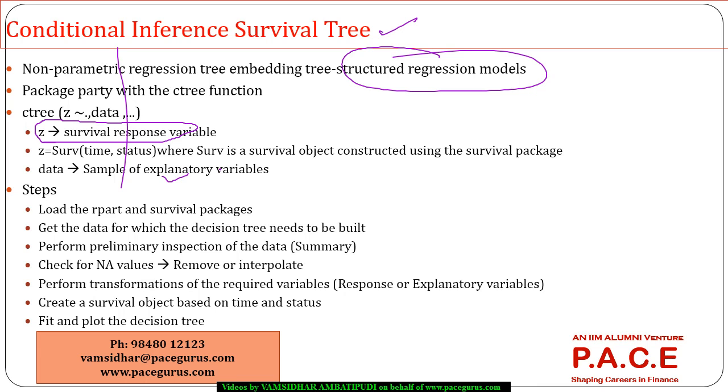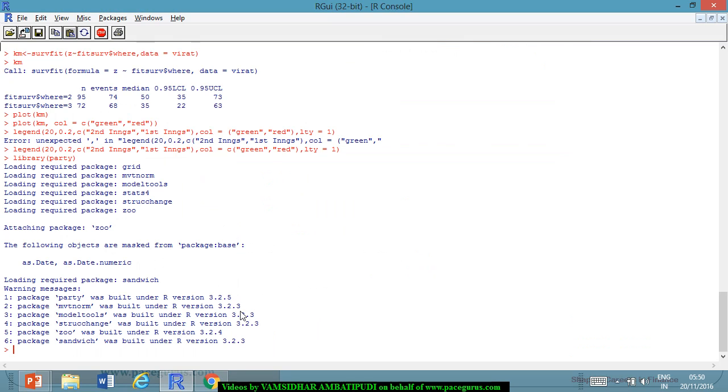I think we have already taken care of all these activities. This is done, this is done, this is done, this is done. Perform transformation. Now we have already created a survival object based on time and status. Now let's plot the decision tree. Fit and plot. So let me call it the conditional inference survival tree, conditional survival tree. Let me call it cstree.